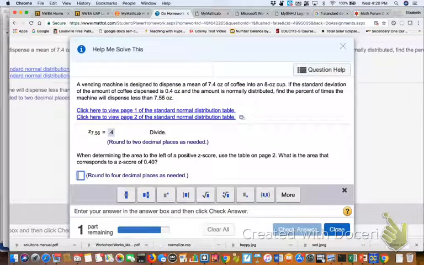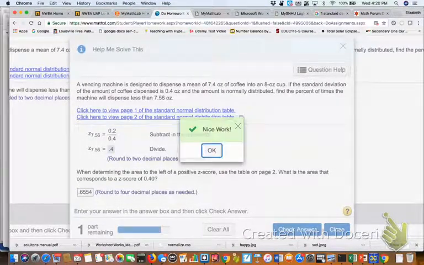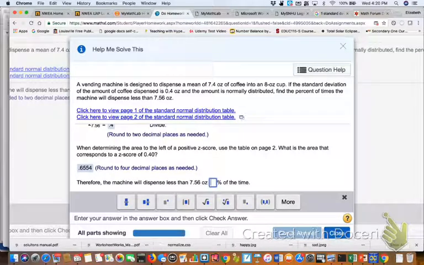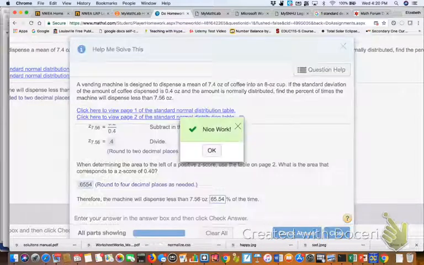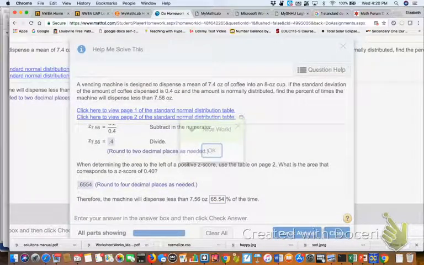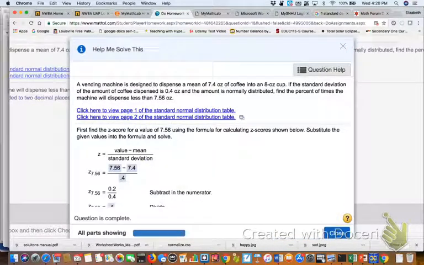So I'm going to type into the box 0.6554, hit enter, told me I did it right. And finally, as a percent, that'll be 65.54. Check my answer again. And that is how you can use the Help Me Solve This for this question as well.